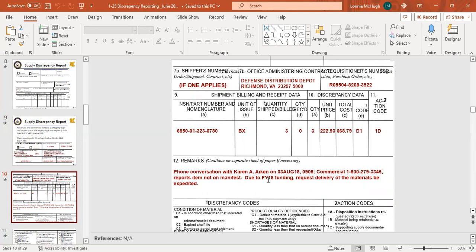Block 12 will be any remarks. You're going to want to answer the who, what, where, when, why, and how, as well as the probable cause and the suggested corrective action. So you want to provide a possible solution and try to figure out what happened. Now, you're not going to put too much energy into this, but if you have a solution, it is always better to share that.